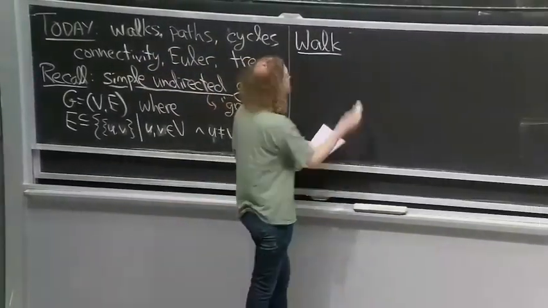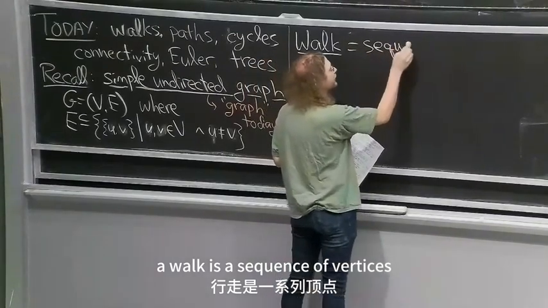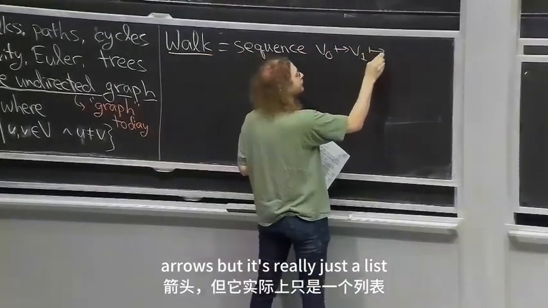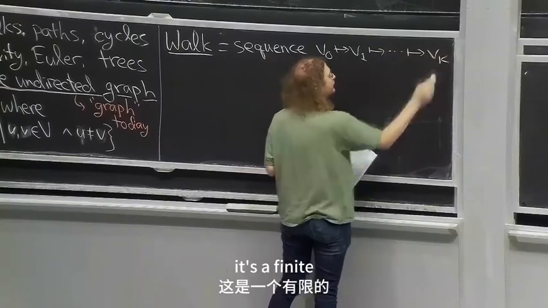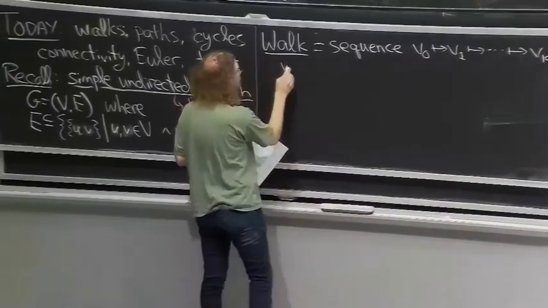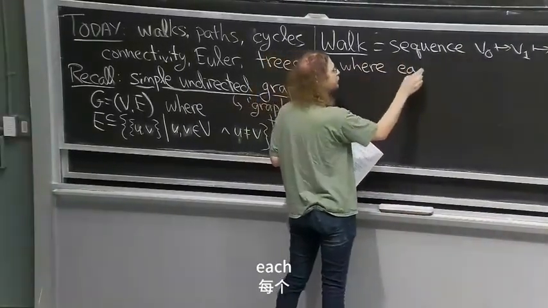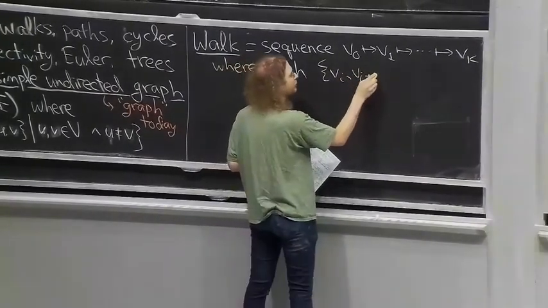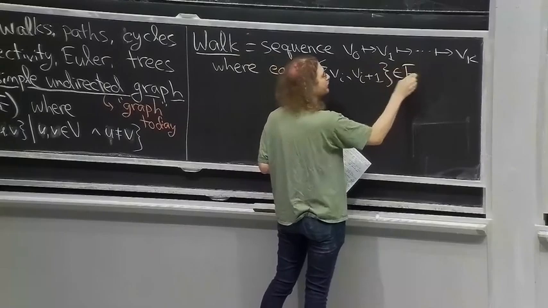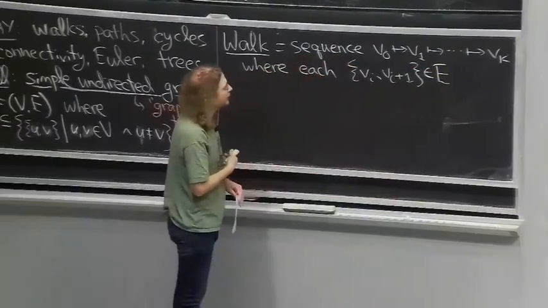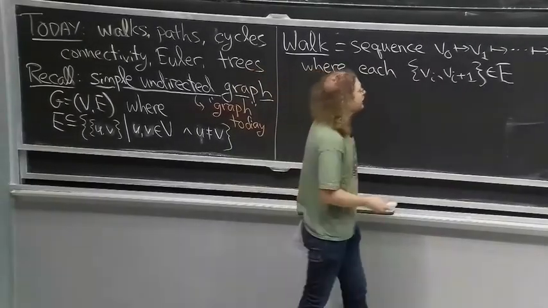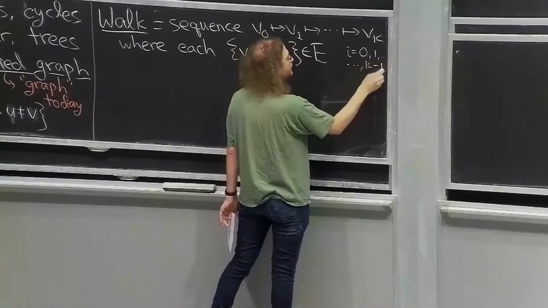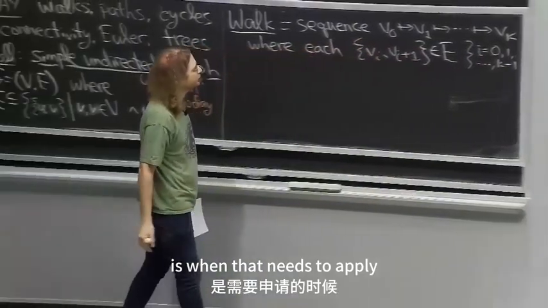But for today, a walk is a sequence of vertices. I'm going to write that sequence with arrows, but it's really just a list. It's a finite sequence, let's say, where each consecutive pair vi to vi+1 is an edge in the graph. So this was like a valid transition in the state machine world. So this is like i equals 0, 1, up to k minus 1 is when that needs to apply.